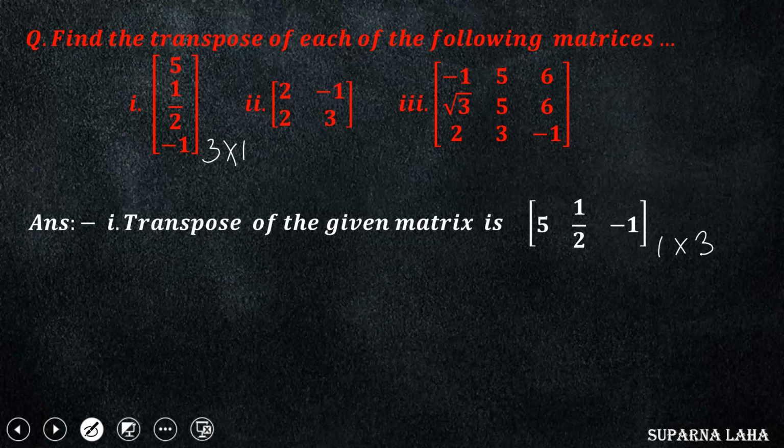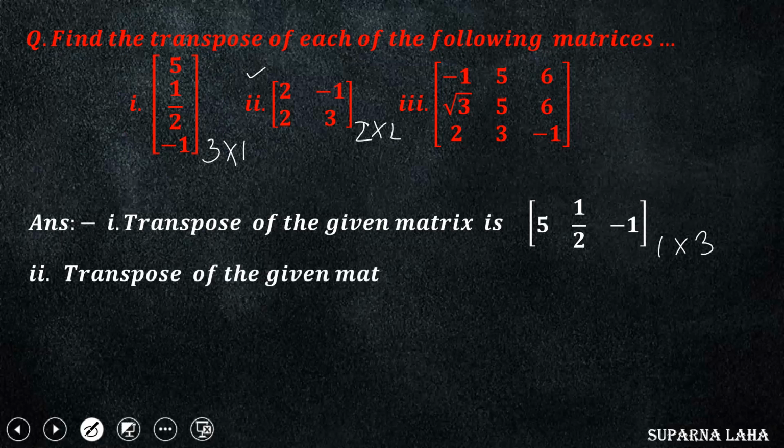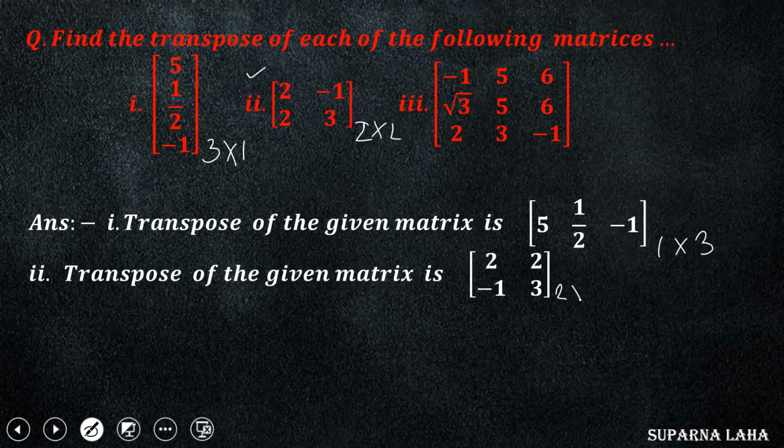Now for the second one, a 2 cross 2 matrix is given. Let us write down the transpose of this matrix, 2, minus 1, 2, 3. Just interchange the rows into columns. That is 2, 2 and minus 1, 3. That is again a 2 cross 2 matrix.